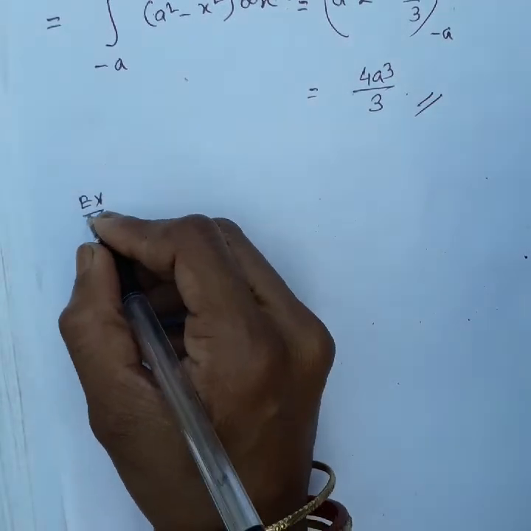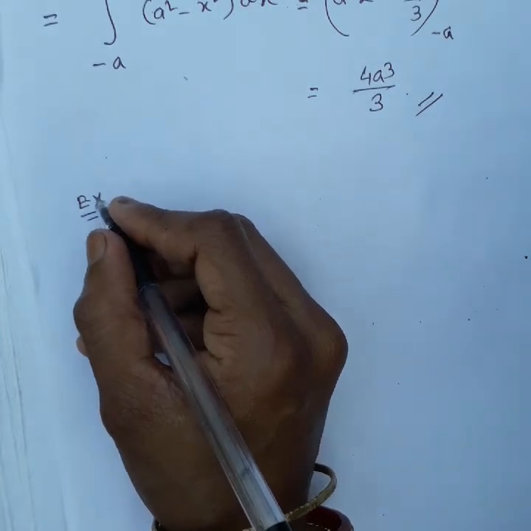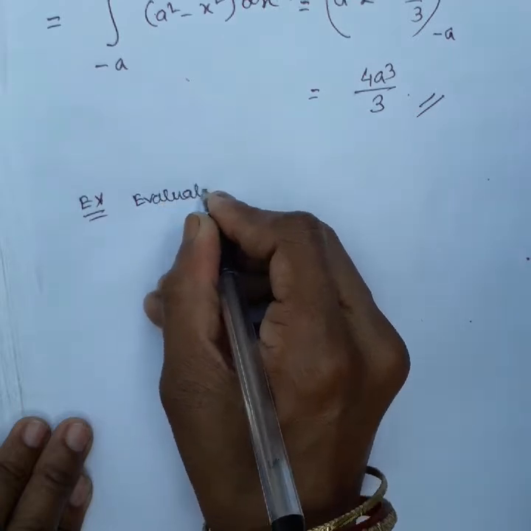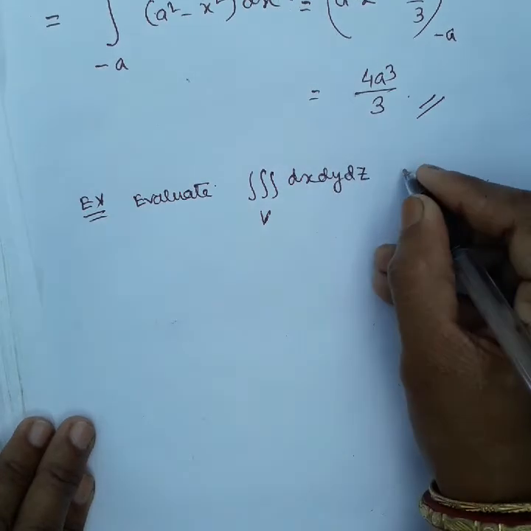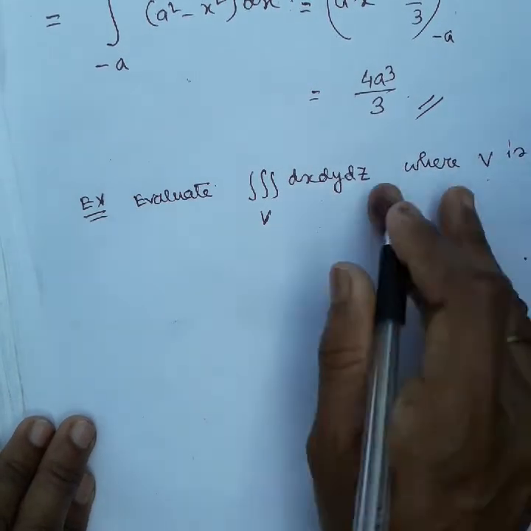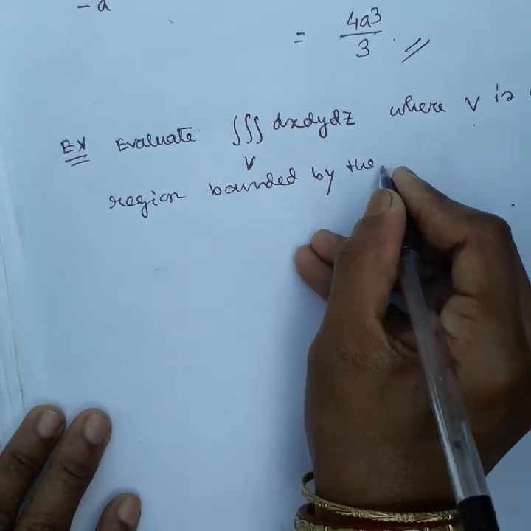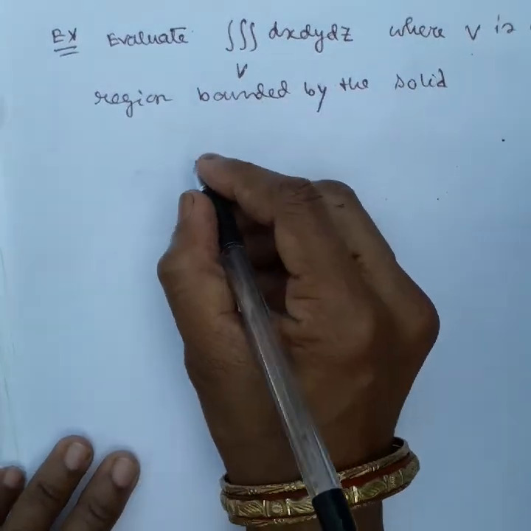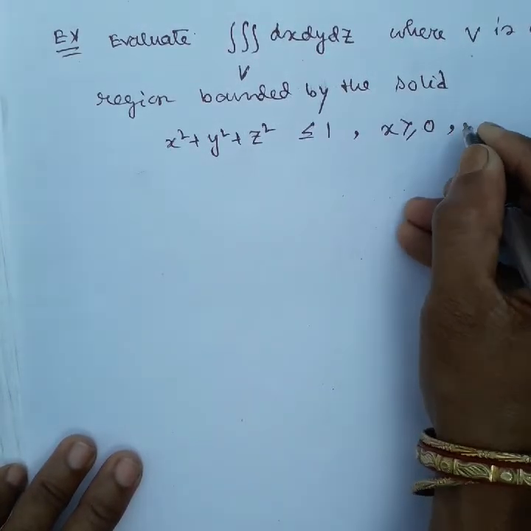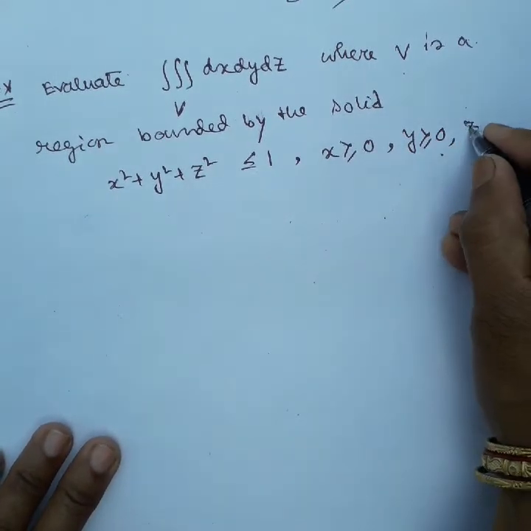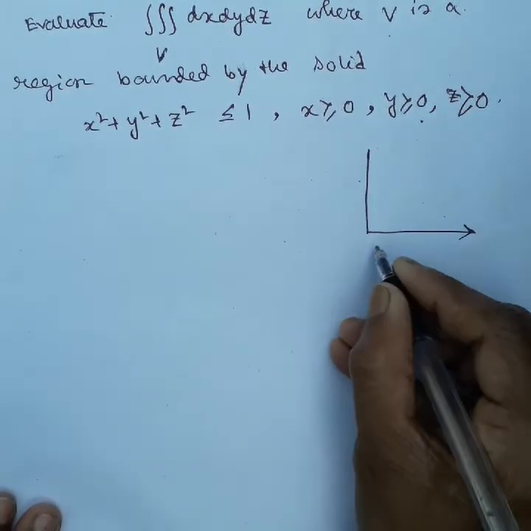Now we discuss the last example here. Evaluate the triple integration over V of dx dy dz, where V is the region bounded by the solid x square plus y square plus z square less than or equal to 1, x greater than or equal to 0, y greater than or equal to 0, and z also greater than or equal to 0. So here we draw the figure.